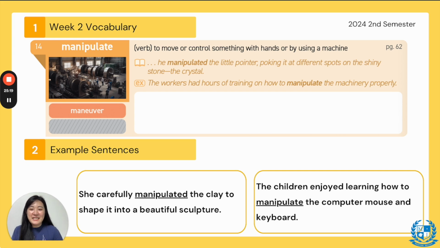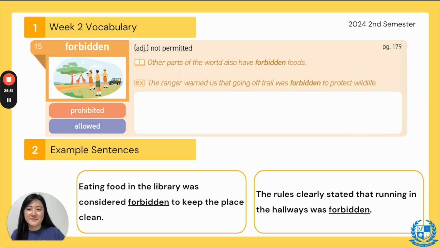Down here, it says, she carefully manipulated the clay to shape it into a beautiful sculpture. So this isn't with a machine, but instead with clay. She's manipulating, she's moving, and she's forming and building it into something. Next, it says, the children enjoyed learning how to manipulate the computer mouse and keyboard. Yes, students love to type. They want to learn. So they love to manipulate, moving the mouse, using the computer and everything.